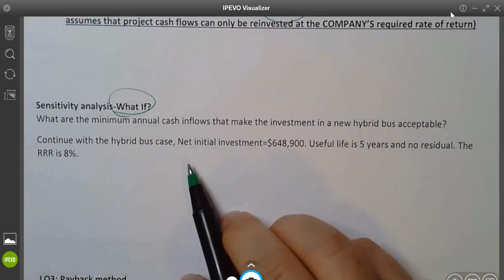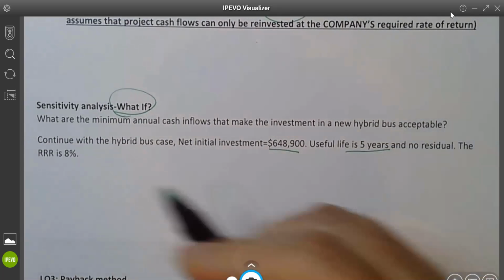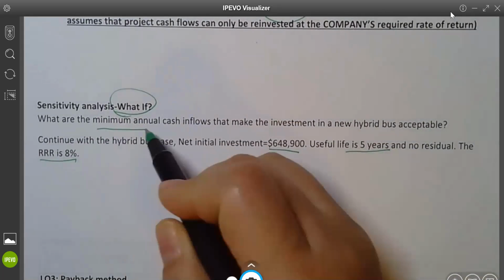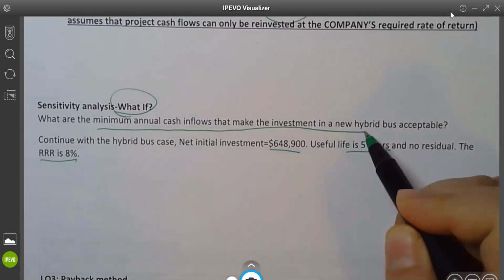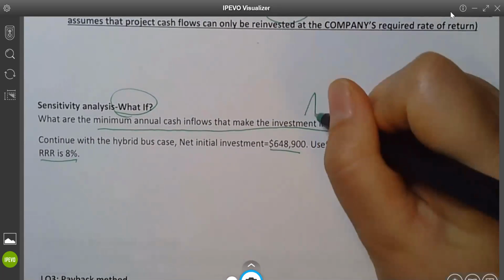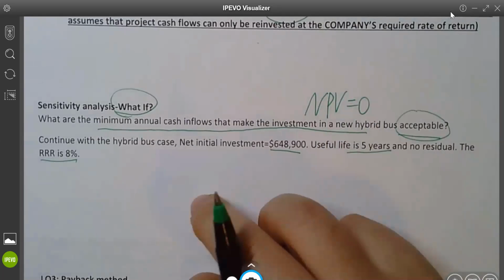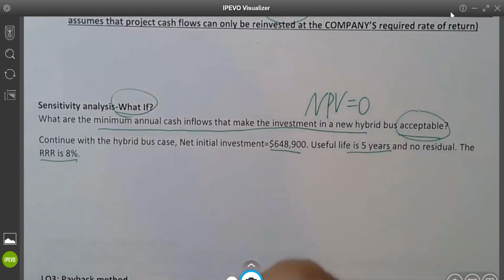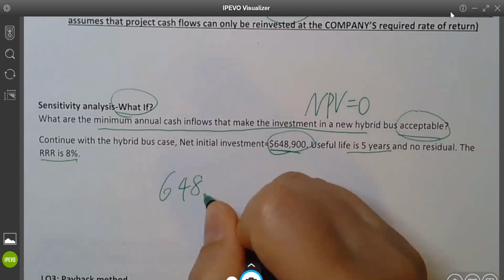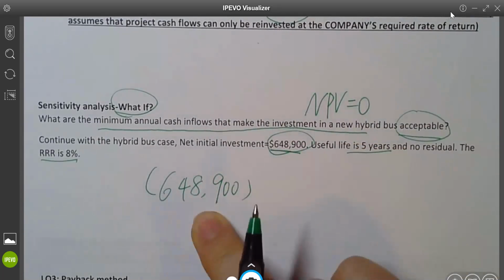Continue with the hybrid bus. The net initial investment is this, the useful life is this, and there is no residual. The RRR is 8%. We are asking about the minimum annual cash flow that makes the investment acceptable. To be acceptable means NPV is at least 0. So let's set up the equation. The initial investment is 6,900, an outflow, so I'll put it as negative.